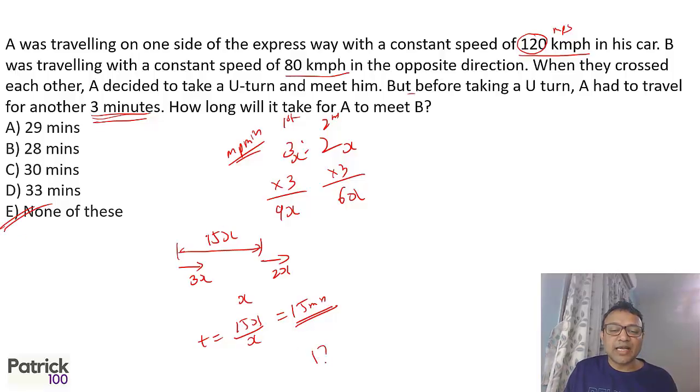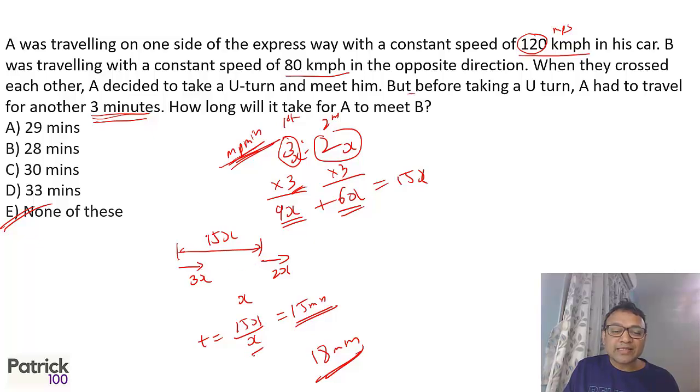I repeat this again. The ratio of the speed is 3:2. I'm taking the speed as 3x and 2x meters per minute. So in 3 minutes you will travel 9x and 6x meters. They're going in opposite directions, so the distance between them is 15x. Now they're going in the same direction because he took a U-turn, so the relative speed is x. Time taken is distance upon speed, 15x upon x, which is 15 minutes. The first 3 minutes and the next 15 minutes give you a total of 18 minutes. So the answer will be none of these.